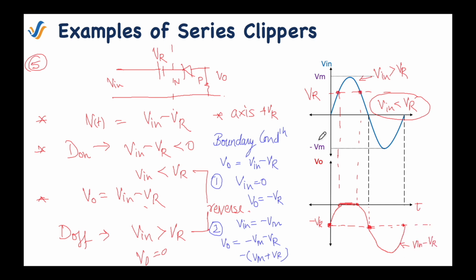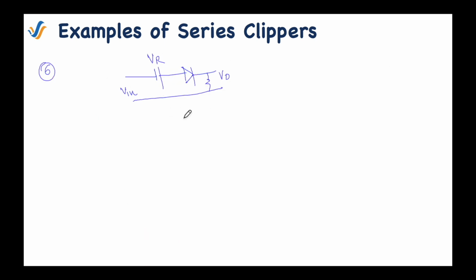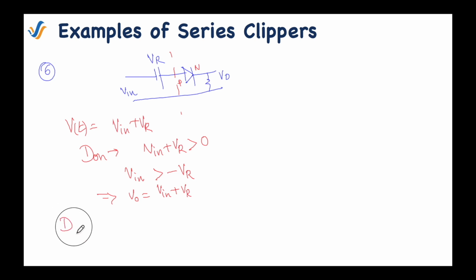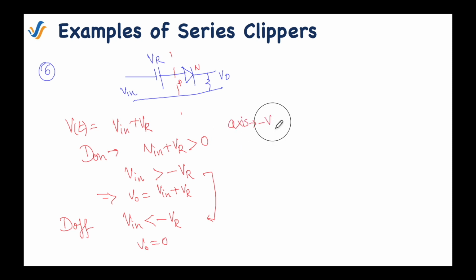Now moving ahead, next example is, so this is our circuit. What is the total voltage in the circuit? It is Vin plus VR. And the condition to make the diode on is Vin should be greater than minus of VR. Now diode will be off when just reverse condition, Vin is less than negative of reference voltage. Now here you can see that Vin is compared with minus of reference voltage. So our axis will be minus of VR.